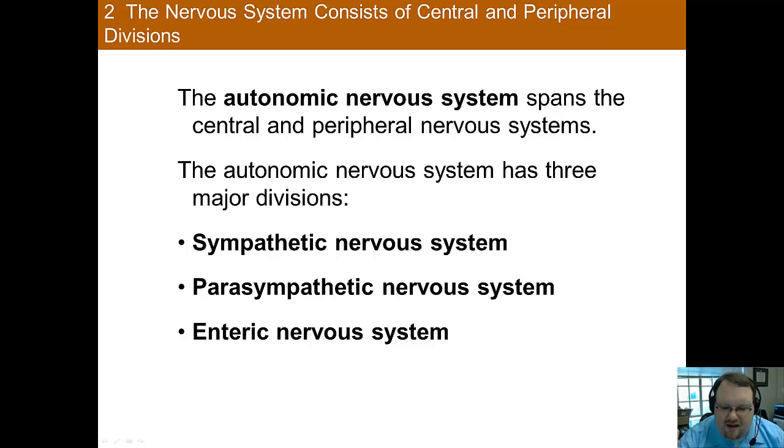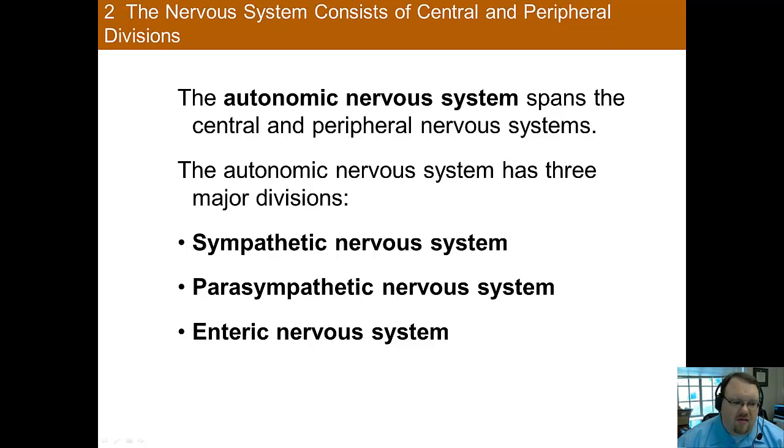But overall, it's sometimes helpful to think of it as the autonomic nervous system because a lot of these things just happen, just work for us. So that's the autonomic nervous system. And it's broken down into three major divisions. You have the sympathetic, the parasympathetic, and the enteric nervous systems.